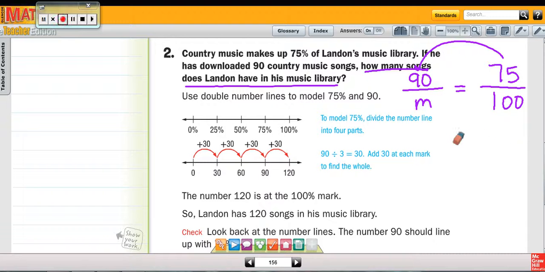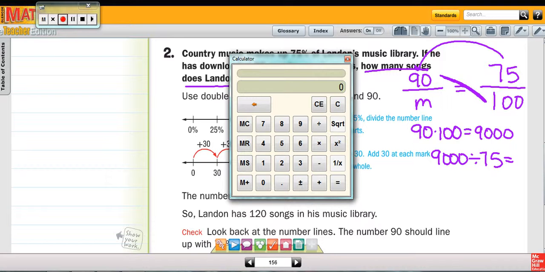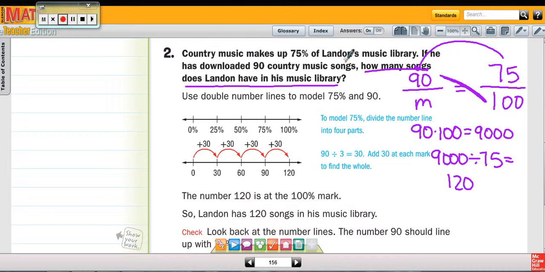Okay, so to find the cross products, we're going opposite times opposite, right? So 90 times 100 gives us what? 9,000. Then we're taking the 9,000 and dividing by the remaining number, which is 75. If I go 9,000 divided by 75, I get 120. 120 what? 120 total songs in his library.